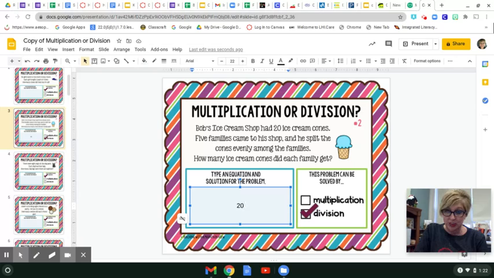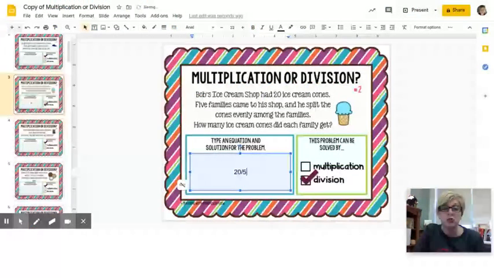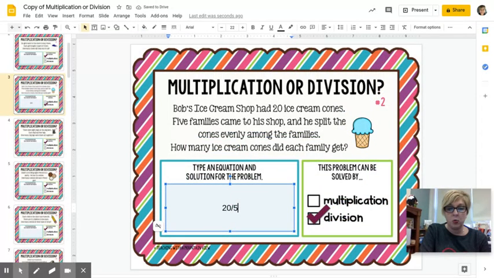So 20 ice cream cones. And how many families came into the shop? Well, there were 5. To make a division sign, I can't really do that on the computer, so what we do is use a slash mark. If you ever see that, that's another clue for dividing. So 20 divided by 5, which is the number 5 in word form, equals, and then we have to think about how that would be.